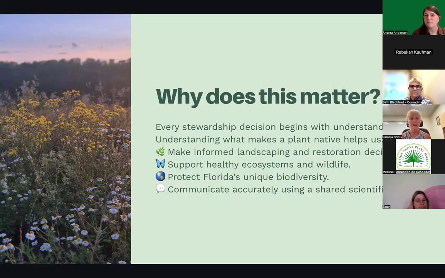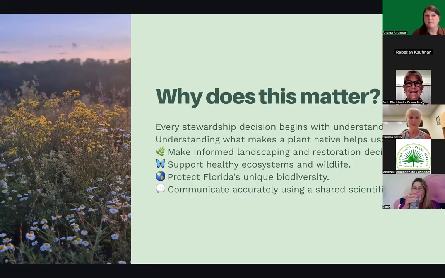Then I'll switch to thinking a little more about some of the threats to Florida's plant diversity and how our plants may respond to climate change. And then ultimately what that means for Florida's biodiversity overall, and what that means for all of us in terms of, again, stewardship and conservation.